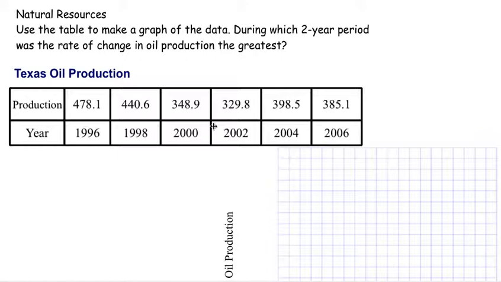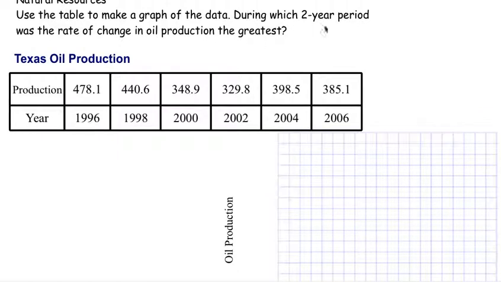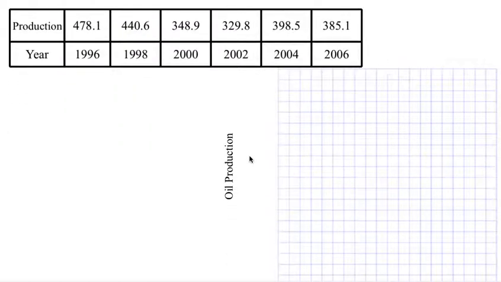And then find out during which 2-year period, these are all 2-year periods, which one has the steepest slope. Okay, which one's increasing the most? And bring that answer to class with you.